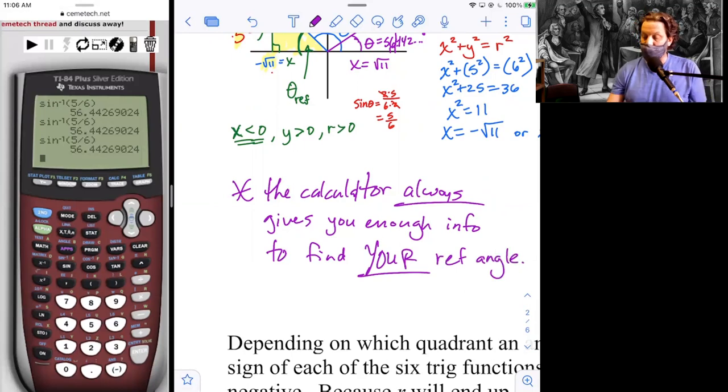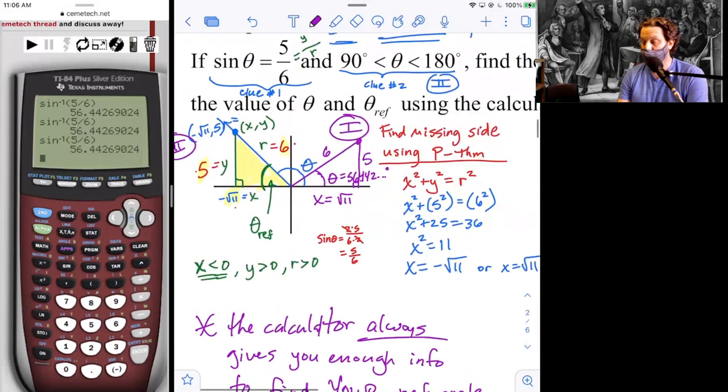Don't expect the calculator to give you the angle you want. Most of the time, you're actually going to find the reference angle first. We just have to play detective now. So here's the deal.